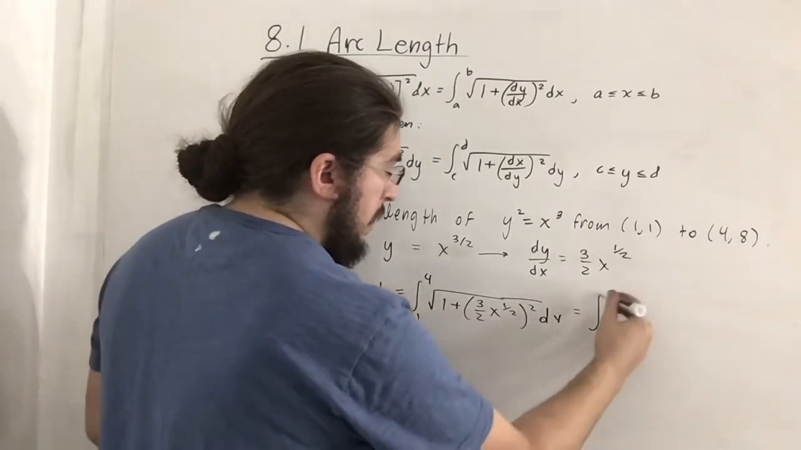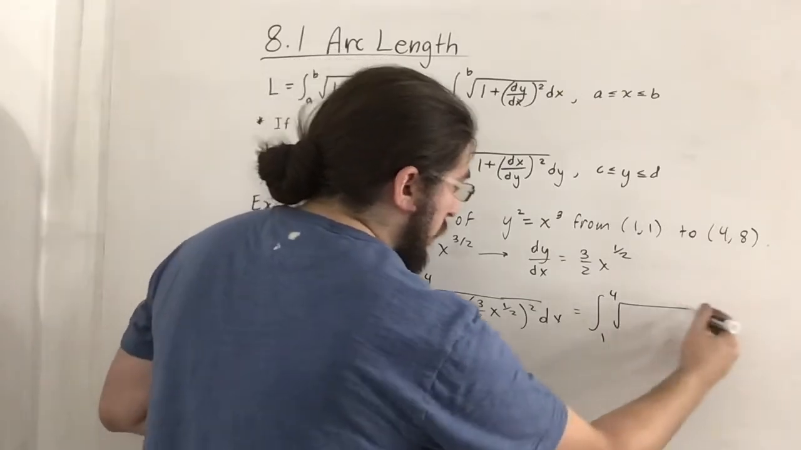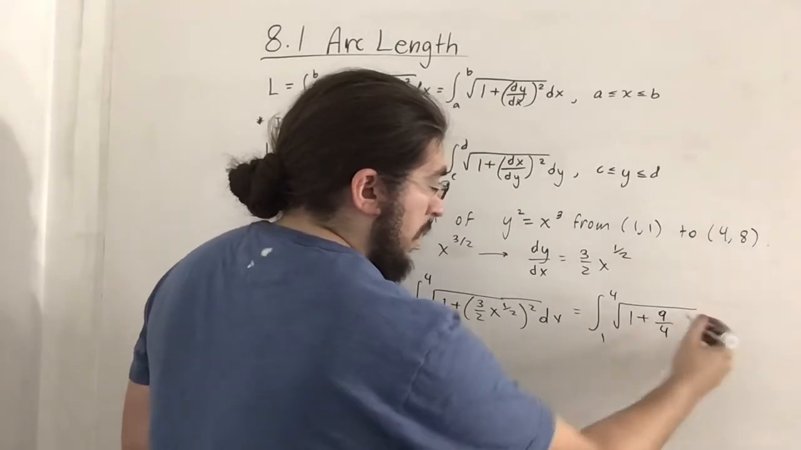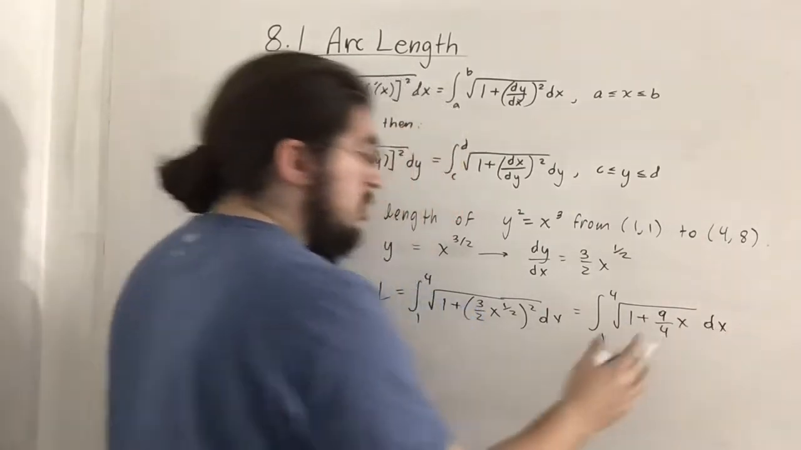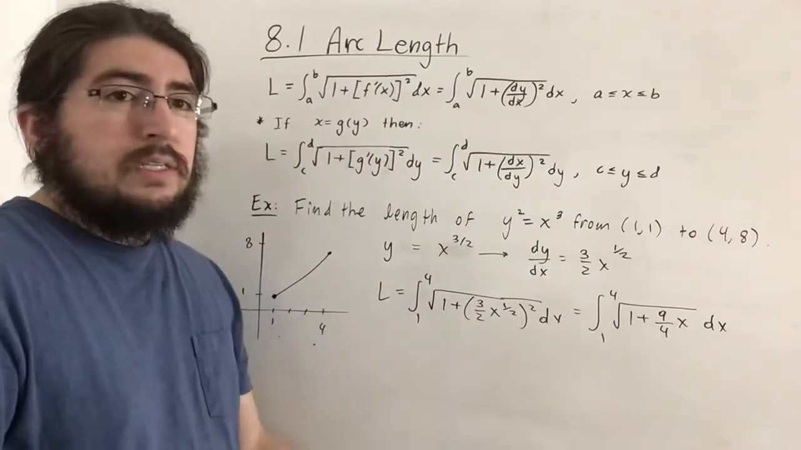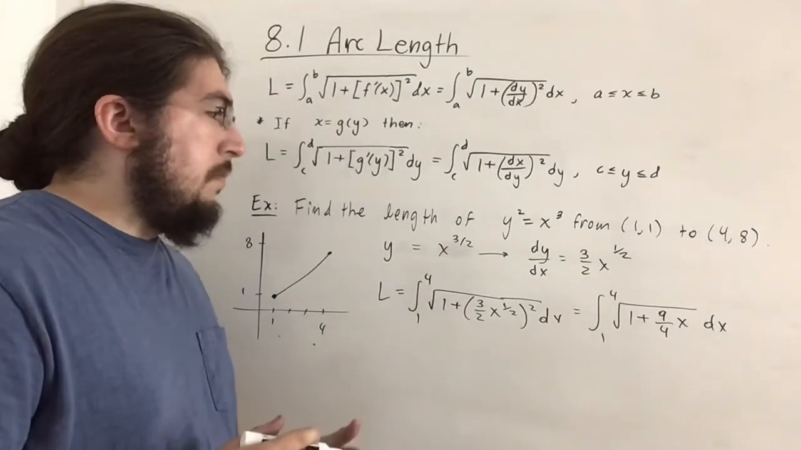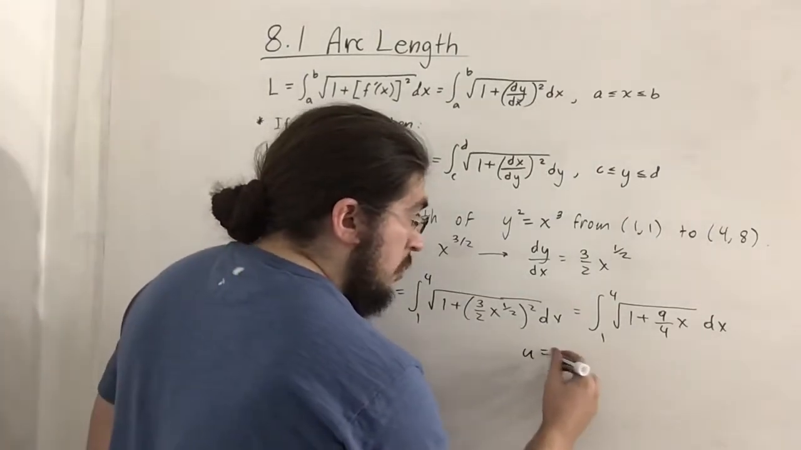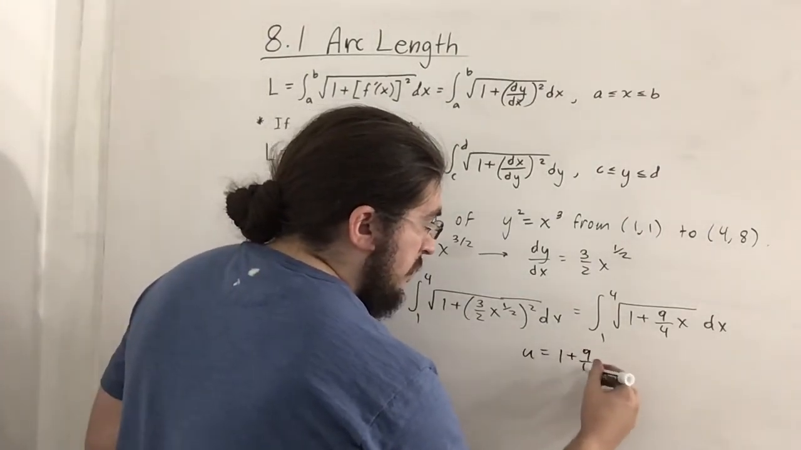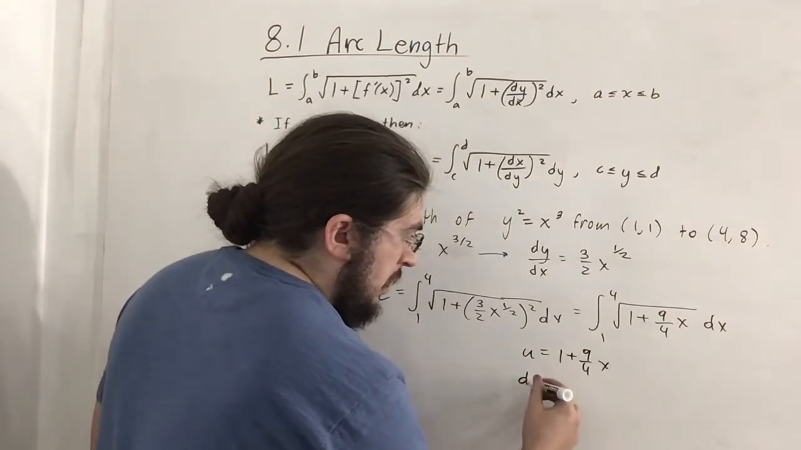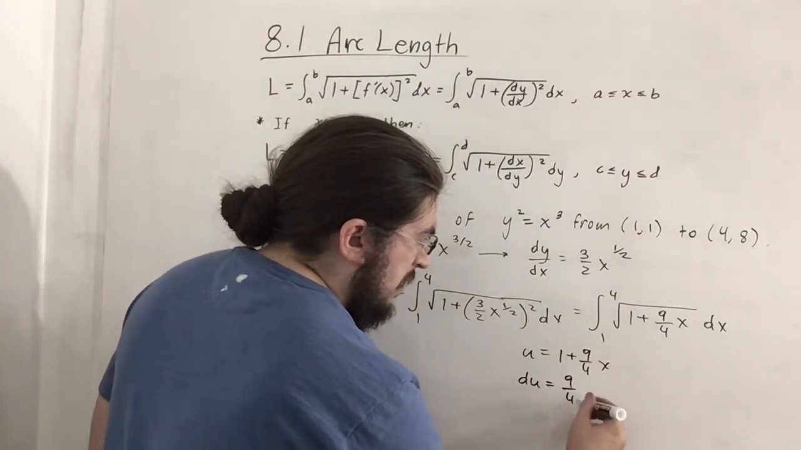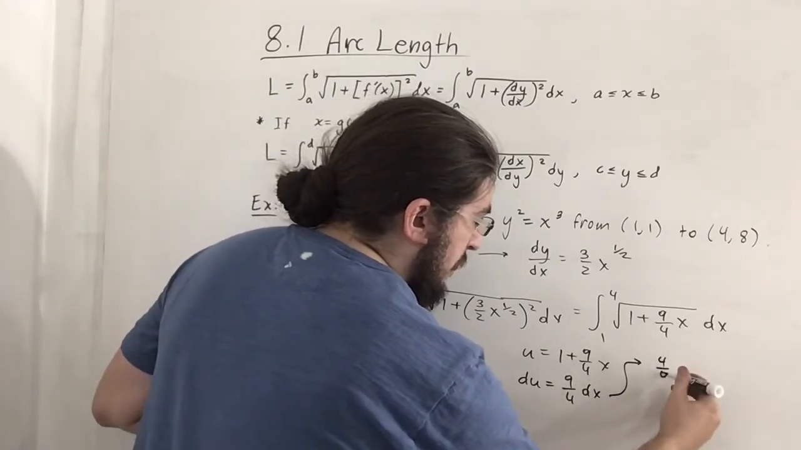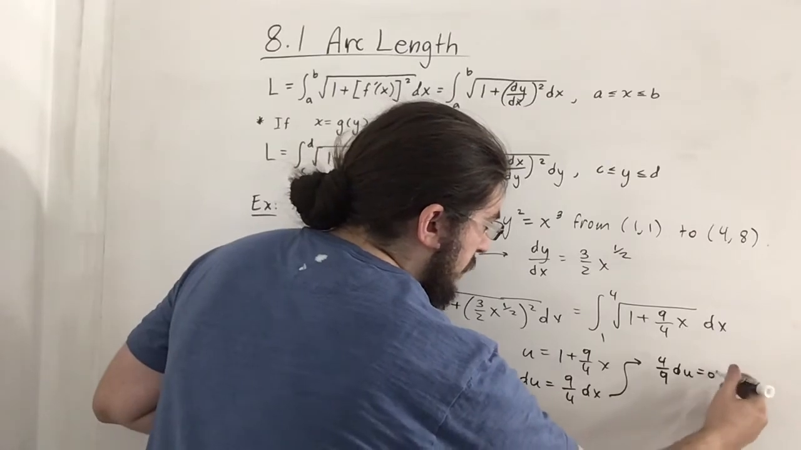So this ends up being the integral from 1 to 4 of the square root of 1 plus 3 over 2 squared, which is 9 over 4, times x to the 1/2 squared, which is just x. And this is a super simple integral to do. This is just a simple u-substitution problem because we have an inside of a radical. So if we let u equal 1 plus 9 over 4 x, then du will be 9 over 4 dx. So that implies that 4 over 9 du can replace dx in our integral.